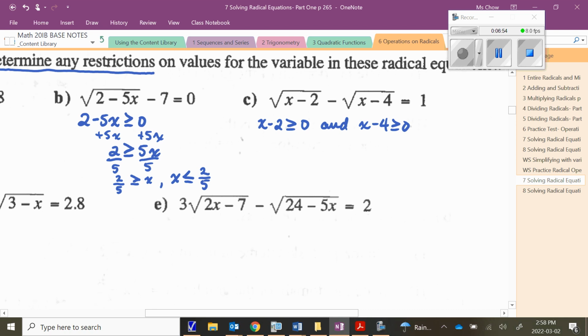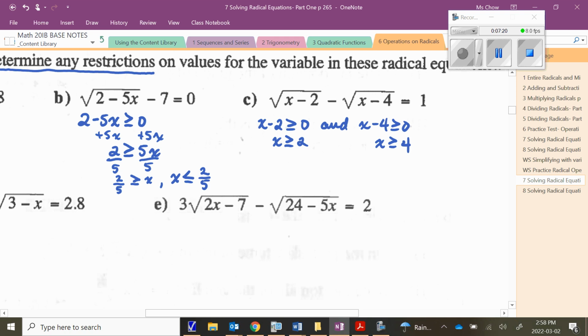Okay, so for C, you can see I've started it out. In this case, we've got 2 radicals in our equation, and so in both cases, x minus 2 and x minus 4, our radicands must be greater than or equal to 0, so we'll solve those each separately. So we'll add 2 to both sides. x is greater than or equal to 2, and also x is greater than or equal to 4.